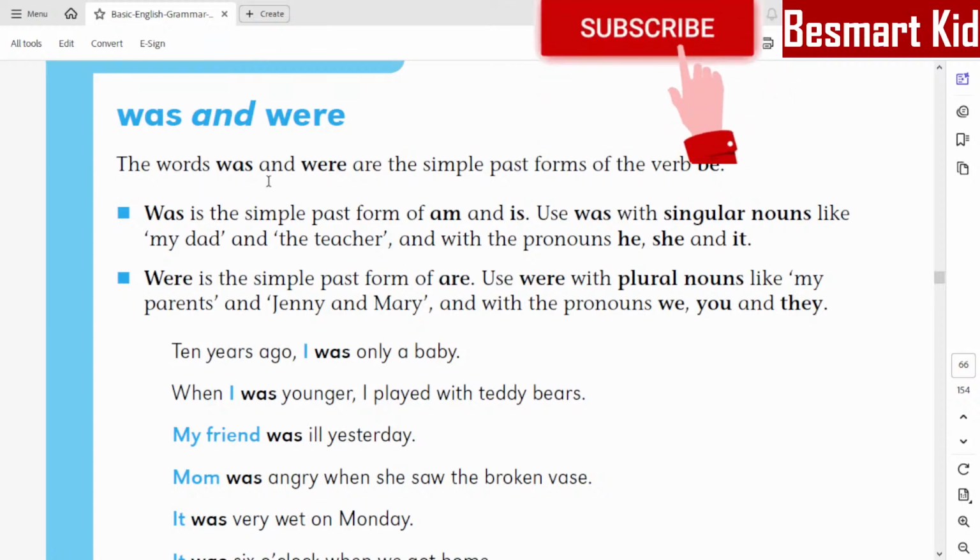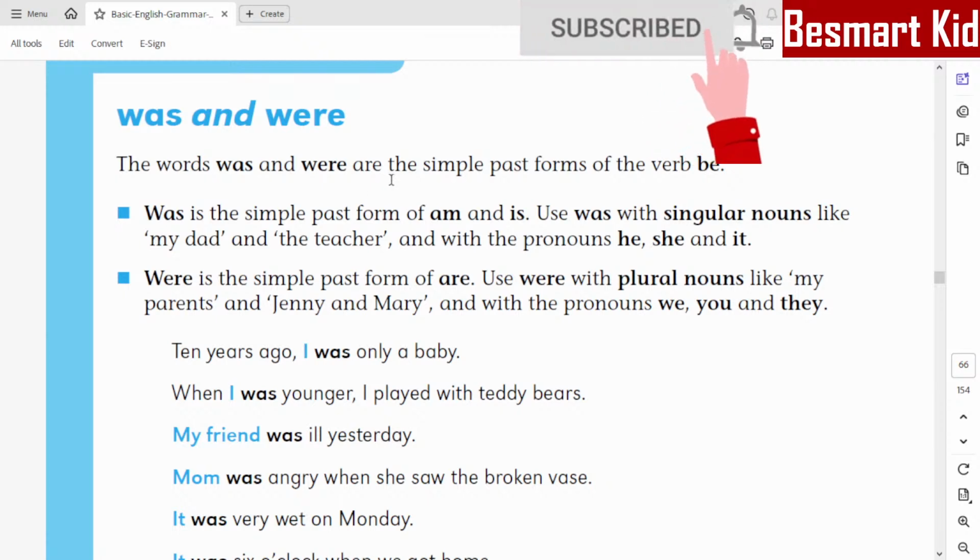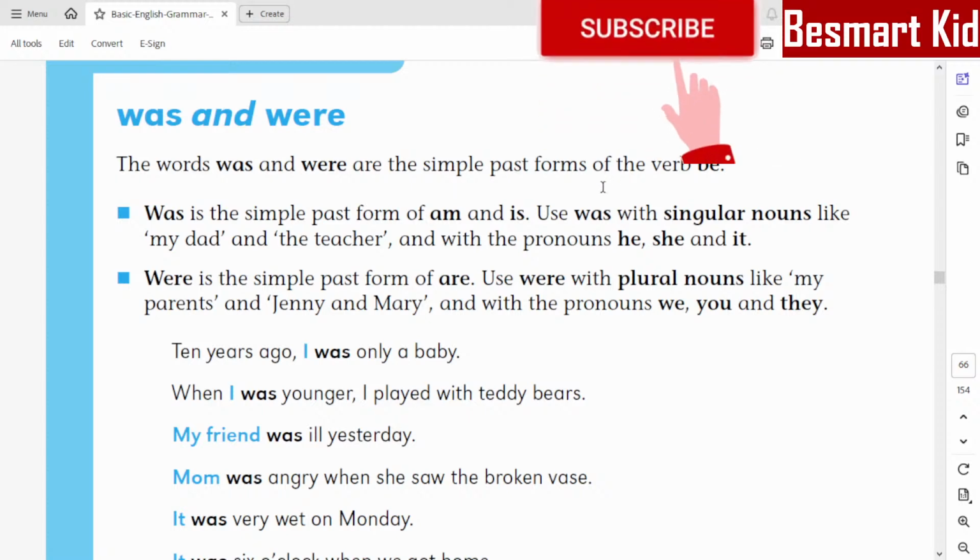We have was and were. The words was and were are the simple past form of the verb be.